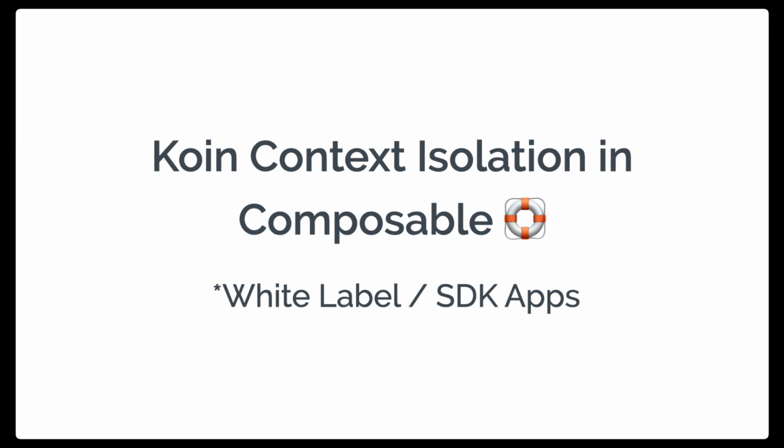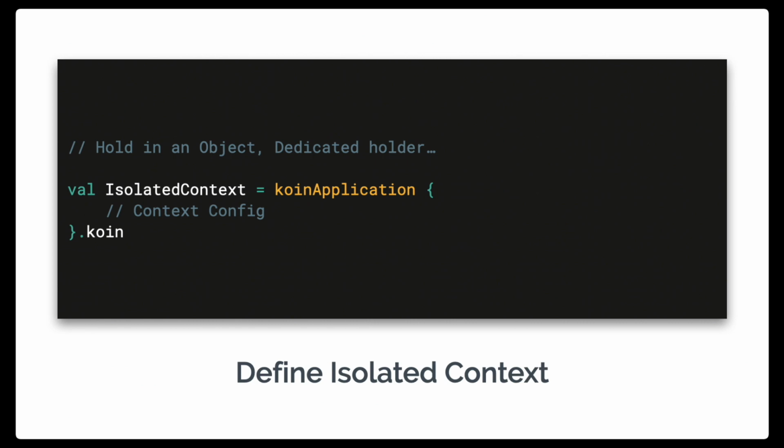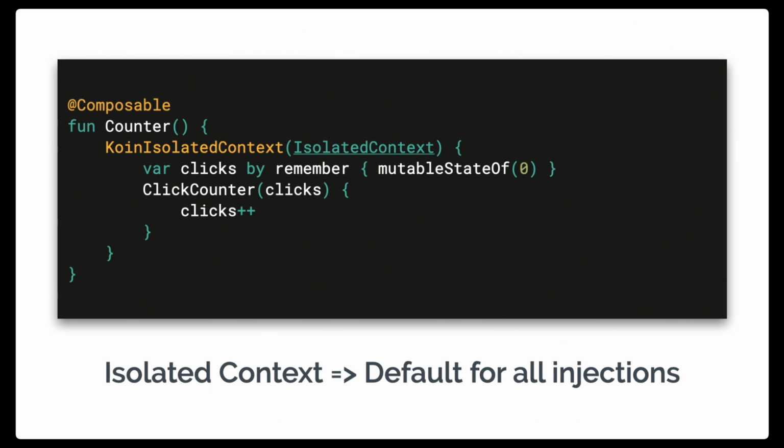One really great feature is the Koin context isolation in composable. It's super interesting for white label and SDK applications. For an SDK or white label application, you usually have an isolated Koin context application. That means that you don't use directly the start Koin function. You have your own Koin configuration beside any kind of application. Then you have an isolated context that is run here by Koin application. It's just the Koin application function with your configuration here, but it's not started in the main context. And then when you run a composable, you can use Koin isolated context with your own context, and your composable will run all your definitions from this isolated Koin context. You won't have any conflict with any existing definition from an application that is using your SDK using Compose.